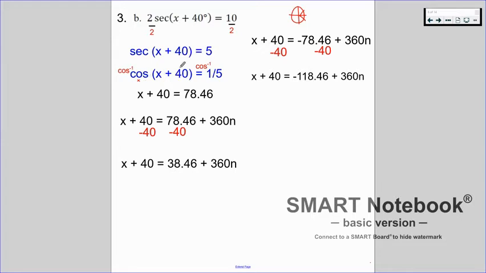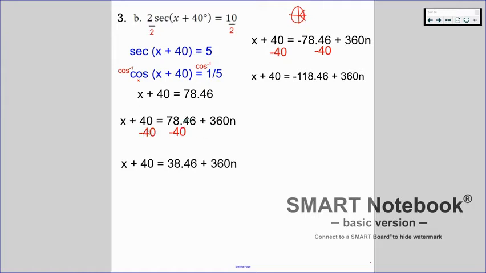Again, cosine is the x value. So I get rid of these two things, and I get x plus 40. My calculator shows me 78.46. Again, I don't stop there. I realize I could go around the circle lots of times, so I'm going to make it general, add 360. And I also realize that there's a second number, not just positive 78.46, but also negative 78.46.